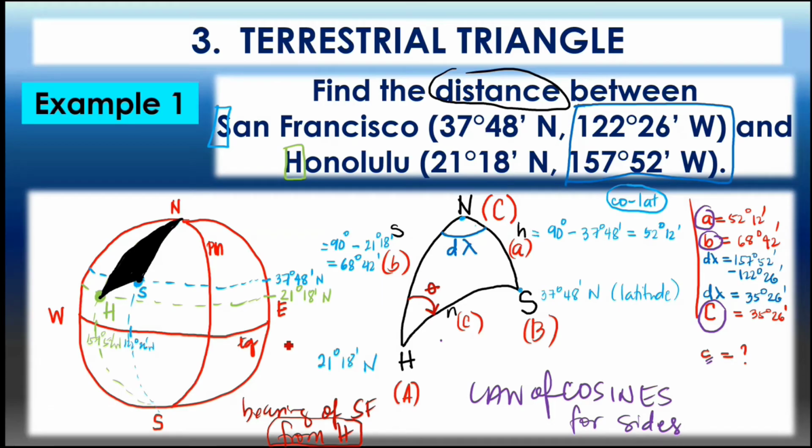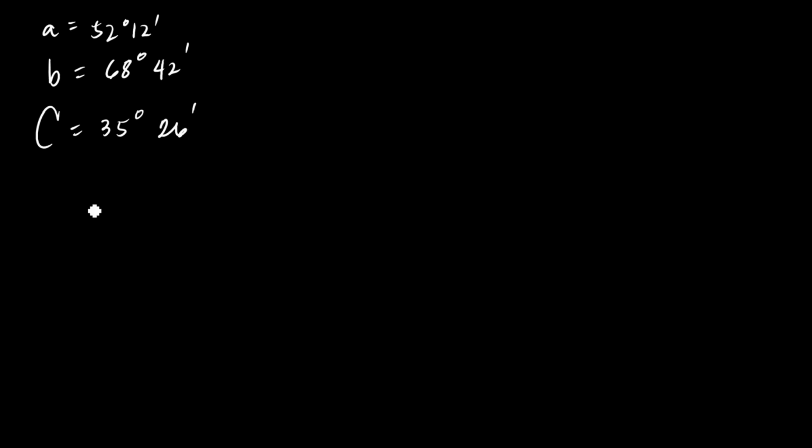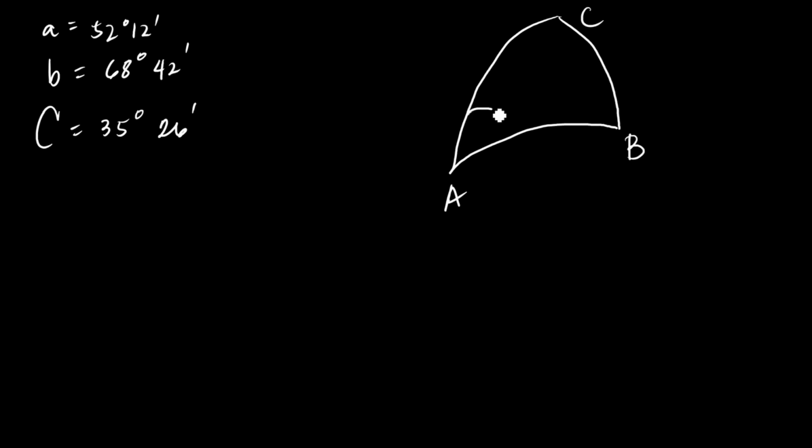So let us have the black screen. I'll just rewrite the given. A is 52 degrees and then 12 minutes. B is 68 degrees, 42 minutes. And then the big C measures 35 degrees, 26 minutes. Based on our illustration a while ago, if this is Honolulu, it is on A, this is B, and then big C. So this is what we need, the theta here. So again, A is Honolulu.